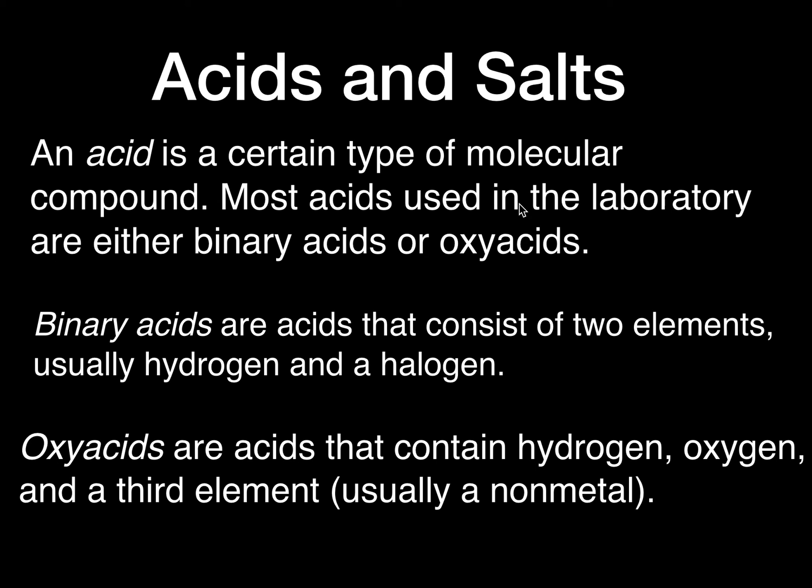An acid is a certain type of molecular compound. Most acids used in the laboratory are either binary acids or oxyacids. Binary acids are acids that consist of two elements, usually hydrogen and a halogen. Oxyacids are acids that contain hydrogen, oxygen, and a third element, usually a nonmetal. When you talk about oxyacids, that's when you get into using polyatomic ions.